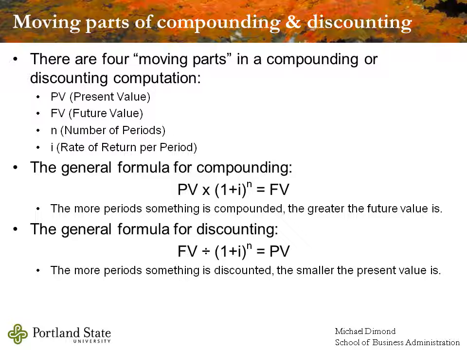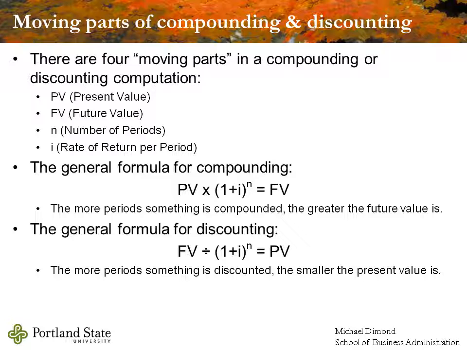To summarize this, there are really 4 moving parts that we need to keep track of in compounding or discounting. There's always going to be a present value and a future value. There will always be a number of periods and a rate of return per period. And then we see the general formula for compounding and the general formula for discounting written out together. The only thing that's really going to be noteworthy in a compounding or discounting situation is how many periods the compounding or discounting is going on for.